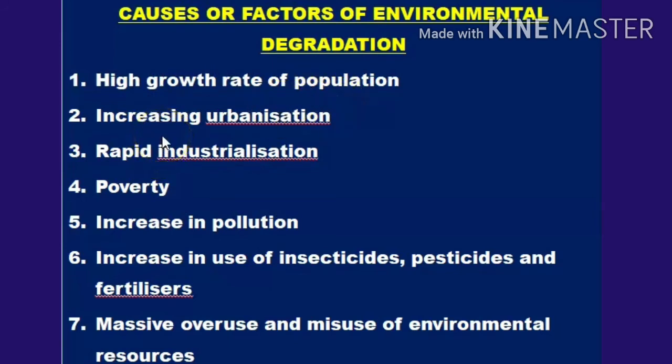So next is increasing urbanization. As population is increasing in urban areas due to migration and all, it has led to human settlements and townships and other civic amenities that have been brought into existence. As a result, we are cutting off the trees, and our environment has been lost from that.